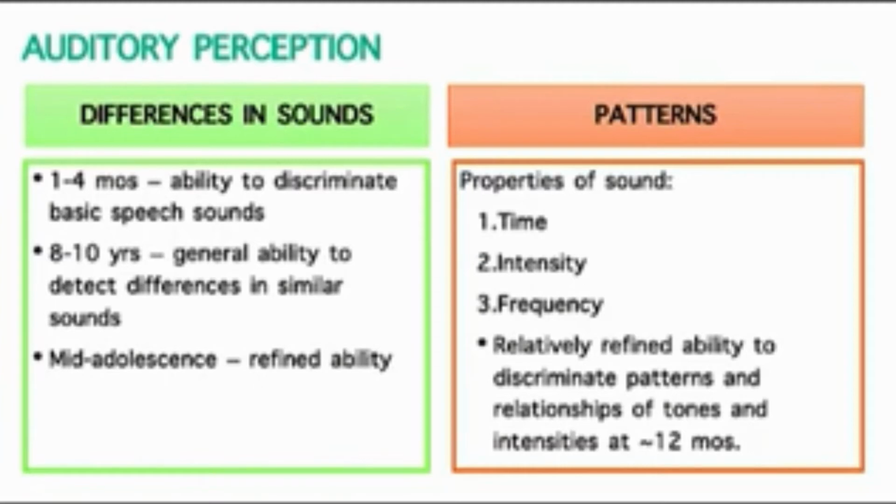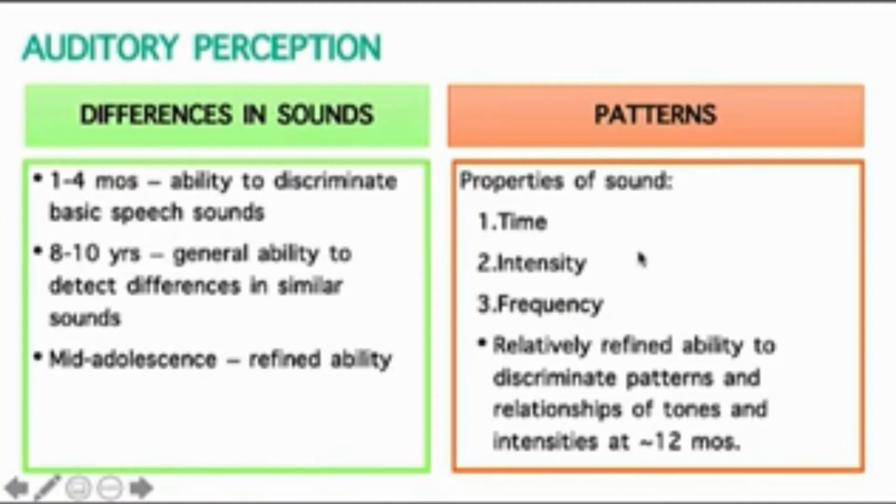And then by 8 to 10, we have a general ability to detect differences in similar sounds. And then by mid-adolescence, we have this refined ability. So it just gets better with age. A lot of times you'll hear younger children mispronounce words, and that's just because they can't distinguish that part of a word is actually different than how they're pronouncing it.